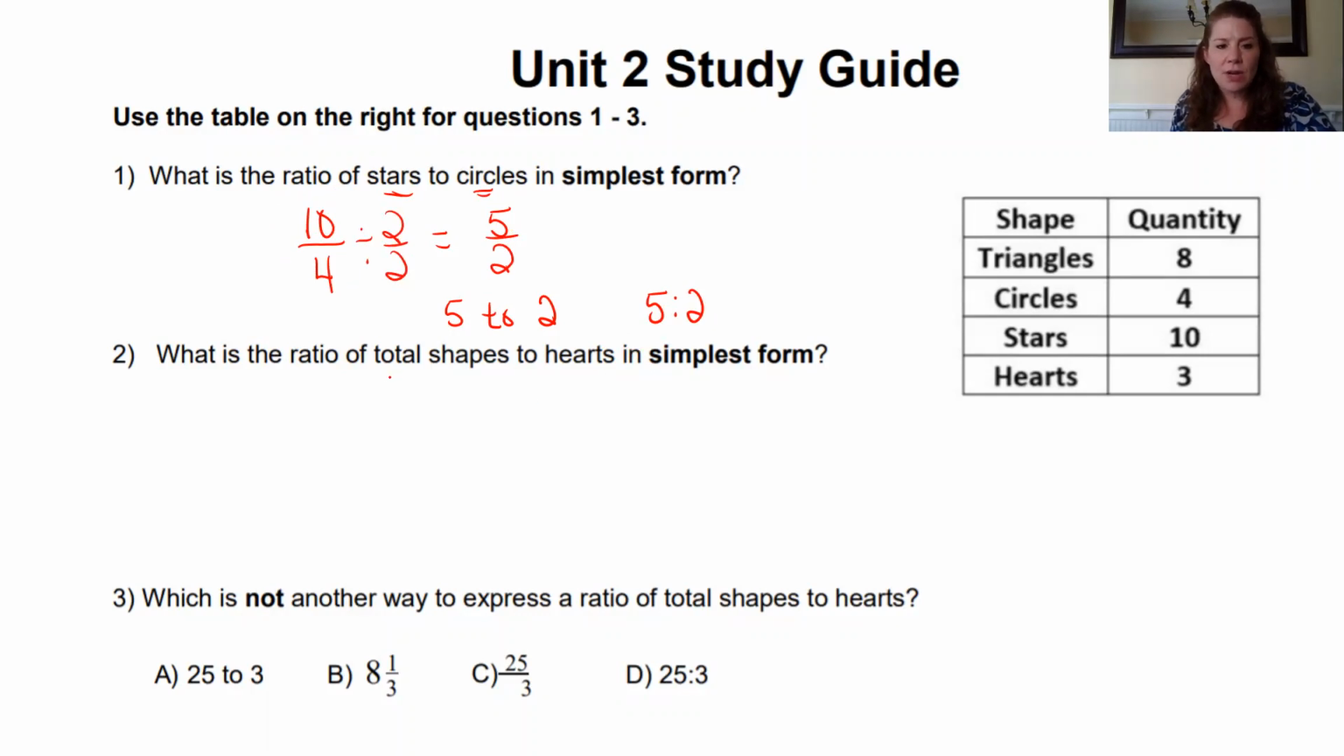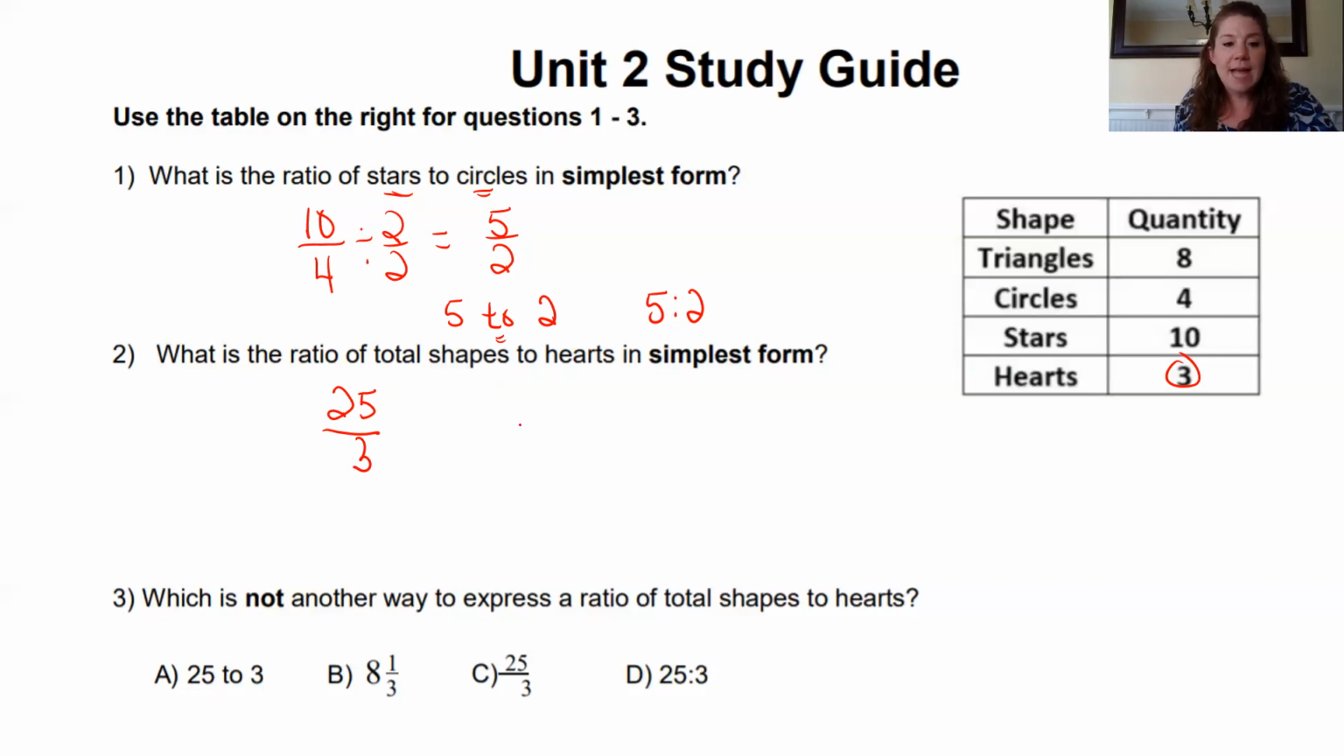What is the ratio of the total shapes to hearts? Well, how many total shapes do I have? 8 plus 4 is 12, plus 10 is 22, plus 3 is 25. So total shapes to hearts is 25 to 3. Once again, I could use the word "to" or a colon.